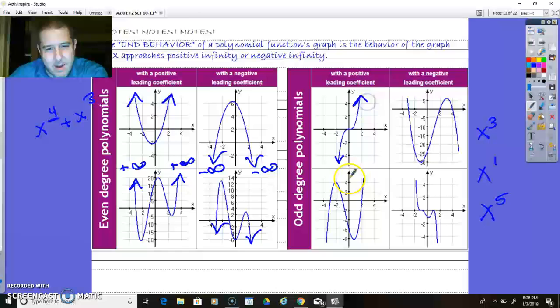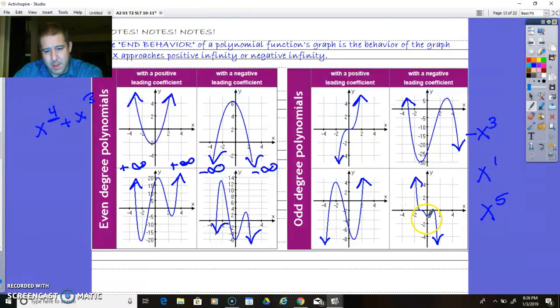So the left side's going down, the right side's going up. Sorry, I said the wrong thing. Left side down and right side up. If your coefficient in front of it is negative, it's going to do the exact opposite. It's going to be going up on the left and down on the right. Up on the left, down on the right.